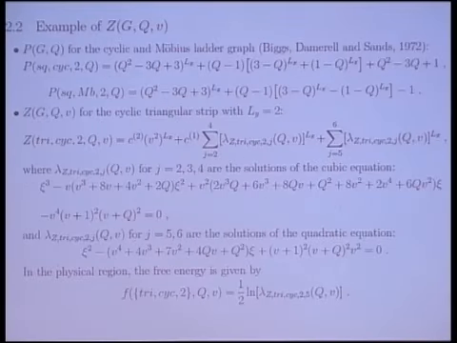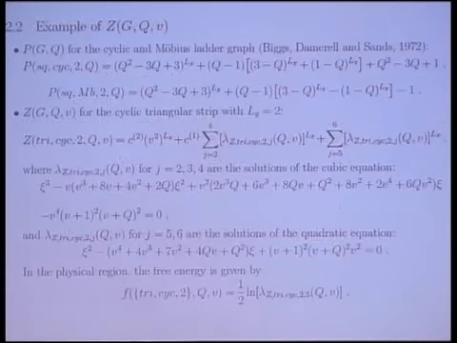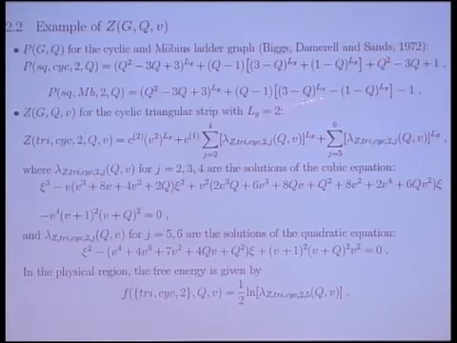Okay, and here is an example which was done by Biggs and others more than 35 years ago. We know the chromatic polynomial of the cyclic ladder graph, which corresponds to the square lattice with width 2, has this expression. So we see that we have this coefficient 1 here, q minus 1, q squared minus 3q plus 1 here, which are the coefficients I just showed you. I'm not going to talk about how the coefficients switch from cyclic to Mobius today.